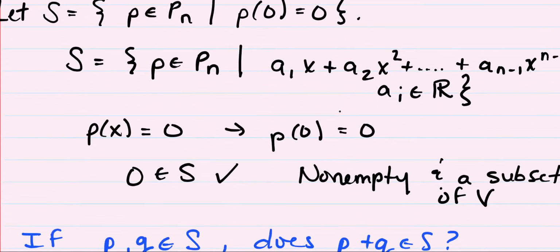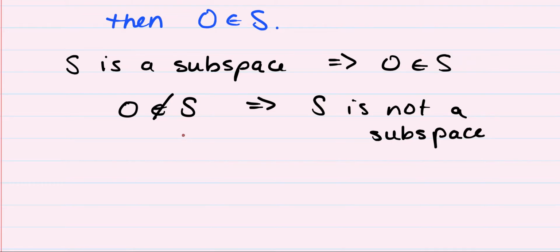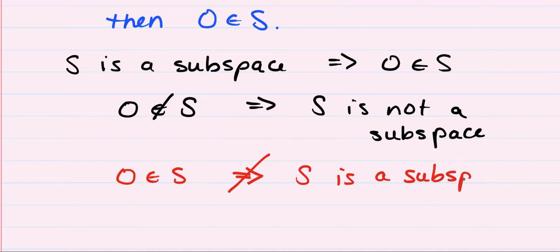So let me scroll back down. But again, I want to be very clear about this. If 0 belongs to S, that does not mean S is a subspace. Okay? So this should be just something you check to see really quickly if it's not a subspace. If it's not in there, then it's not a subspace. But if you find that 0 is in the set, then you still have to check if it's closed under scalar multiplication and vector addition.